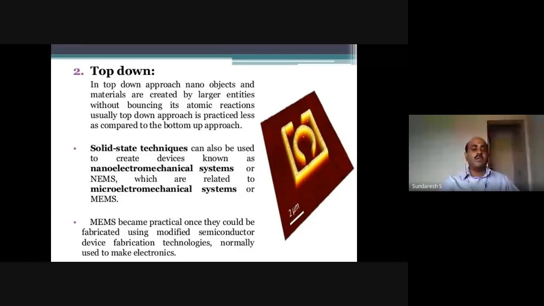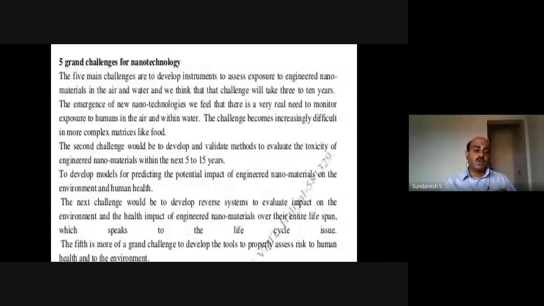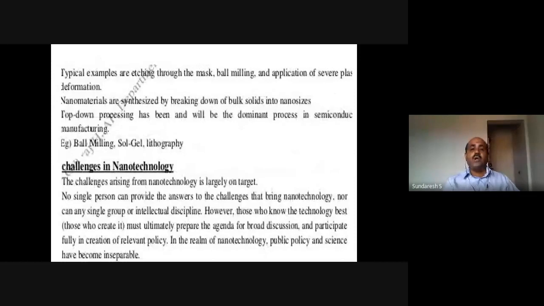So typical examples are etching through the mass, ball milling, and application of severe plastic deformation. So the typical examples of how you can obtain nanomaterials by using the top-down approach are etching through the mass, ball milling, and application of severe plastic deformation techniques. Nanomaterials are synthesized by breaking down bulk solids into nanocells.